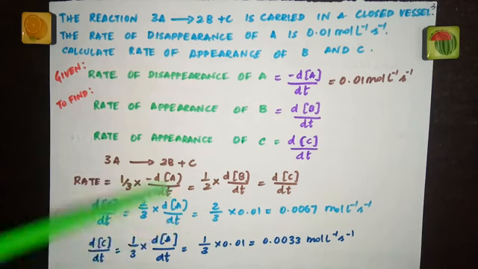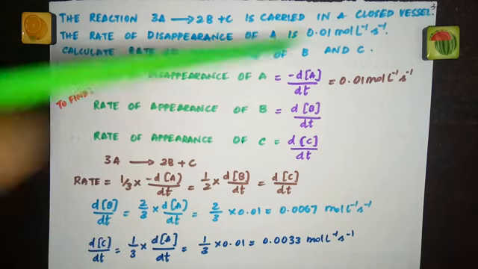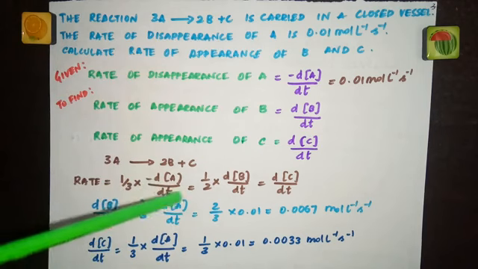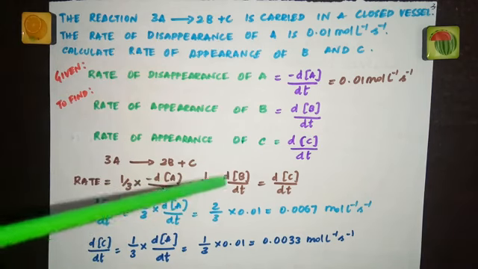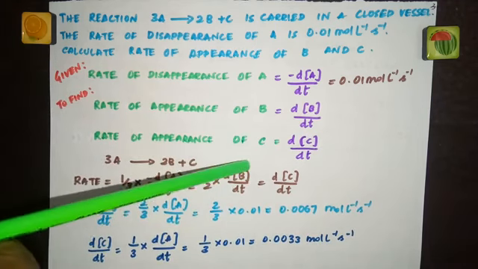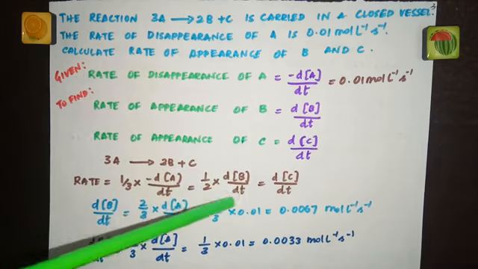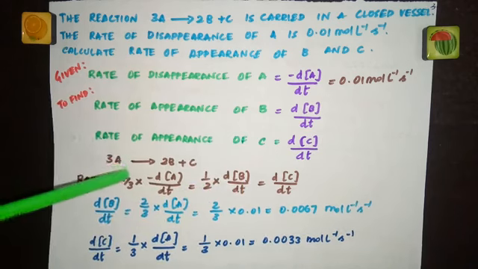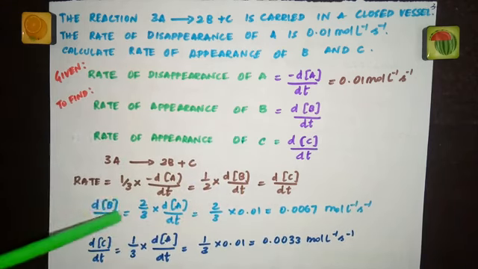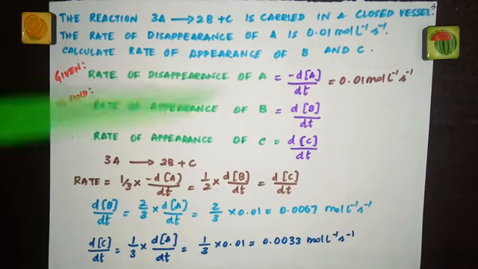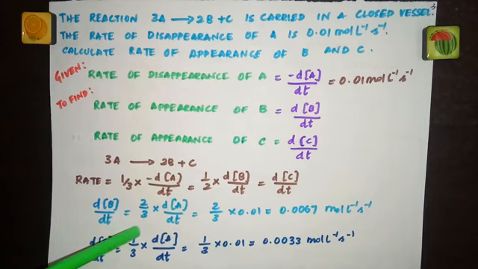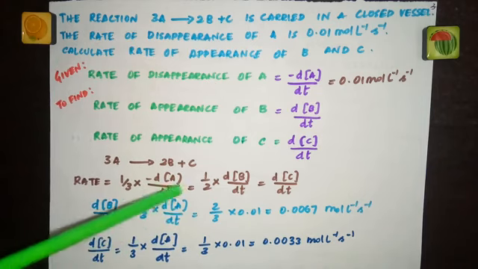Here we are going to use only the exact figures that are given here. So 1 by 3 into dA by dt is equal to 1 by 2 into dB by dt. So this is given, this is asked. So how can you relate them? dB by dt is equal to, bring that 2 here, 2 by 3 into dA by dt. So you're supposed to find out this, the rate of appearance of B. So dB by dt is equal to 2 by 3 into dA by dt.